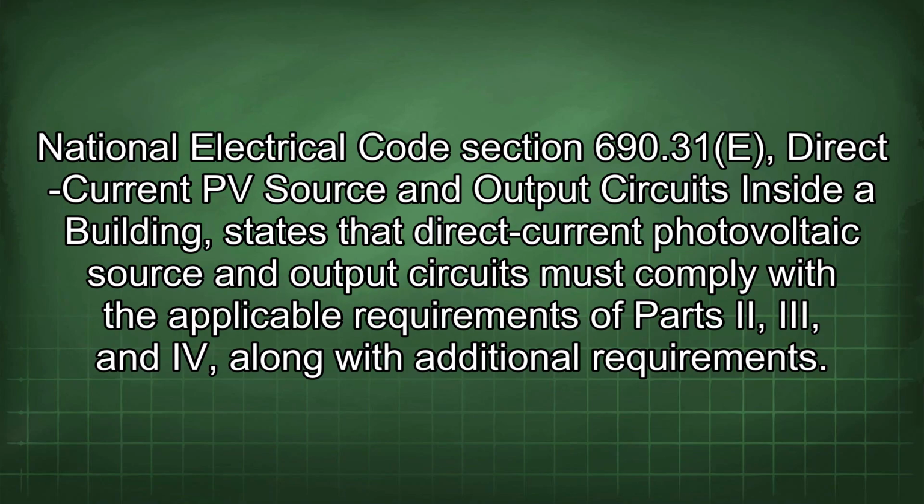National Electrical Code Section 690.31(E), direct current PV source and output circuits inside a building, states that direct current photovoltaic source and output circuits must comply with the applicable requirements of Parts II, III, and IV, along with additional requirements.